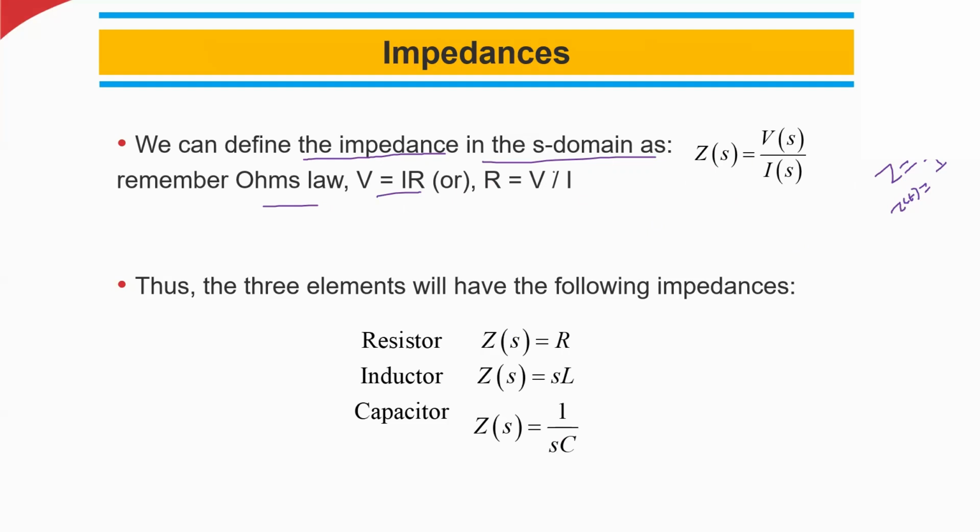Here R is equal to V divided by I. So here, instead of resistance, we are representing it in terms of impedance. Instead of R, we are representing Z.